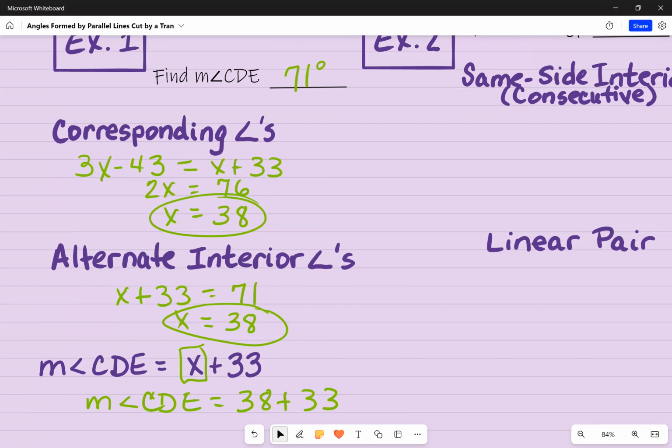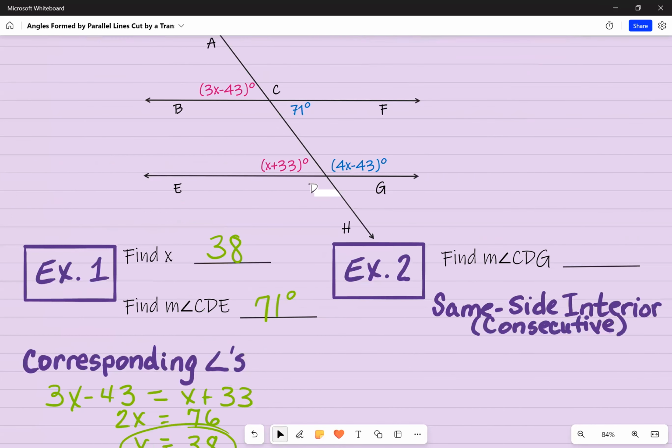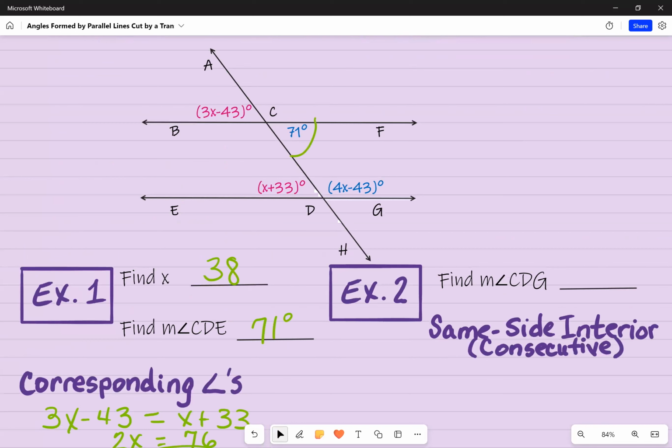But guess what? I knew that already. How did I know that? Because alternate interior angles are going to be congruent. So if this is 71, guess what? So is this one. For example 2, I'm asked to find angle CDG.